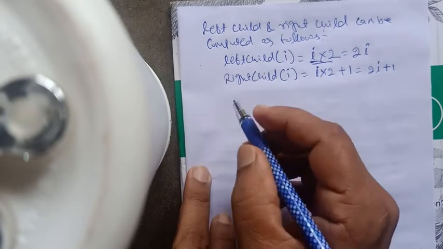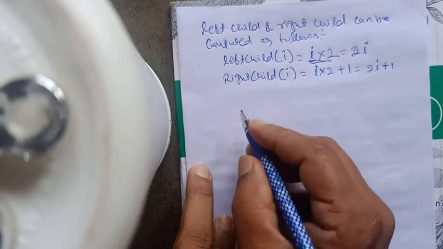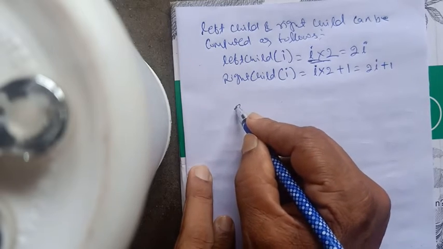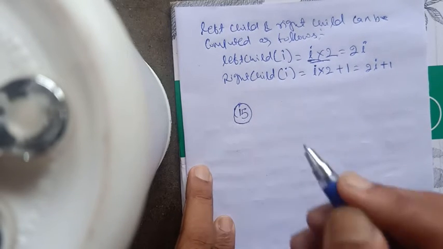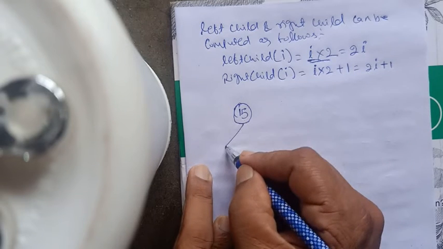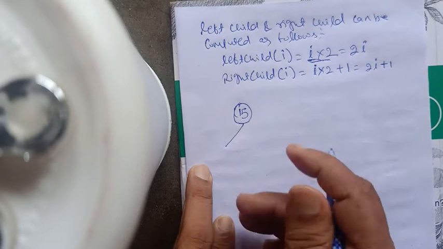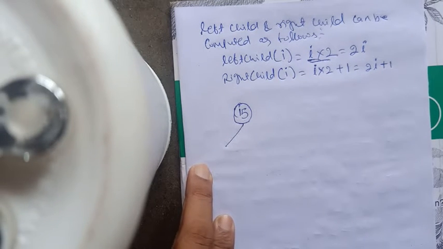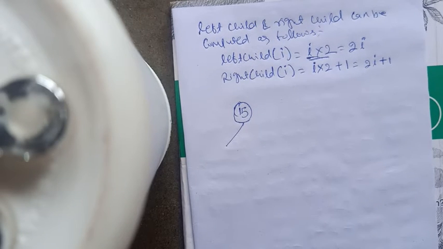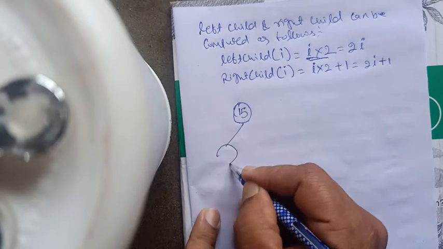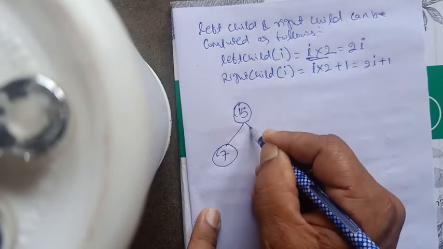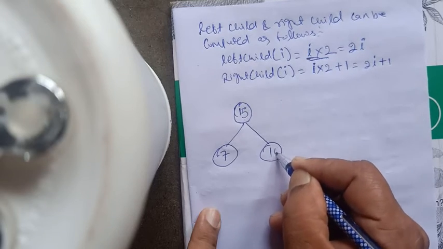Now suppose we have a tree of height 4. This is our first node, the root node. Data in the root node is 15. The root node must have at most 2 children, because by the property of binary tree, every node must have degree at most 2. So let us assume it has 2 children already. One is 7, another child is, let's say, 10.